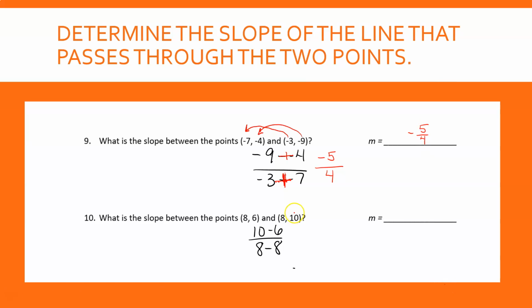Okay, the last one of these is 10 minus 6 and 8 minus 8. So I have 4 over 0. When you have 0 on the denominator or under, your answer is undefined. It'll be a vertical line.